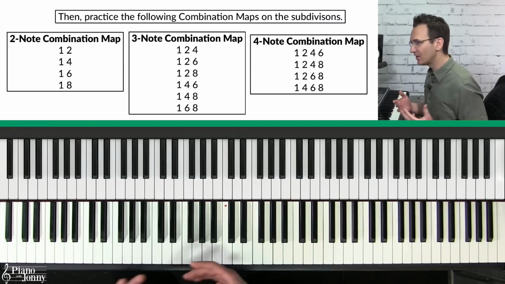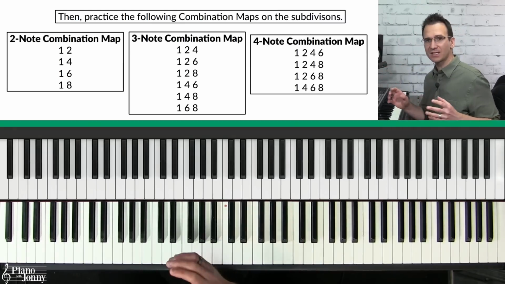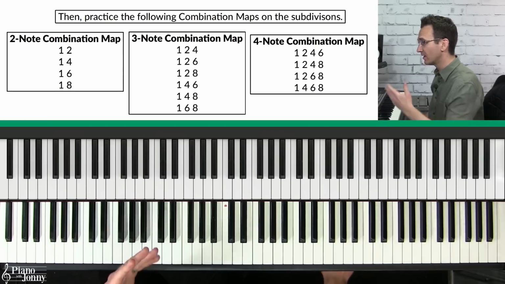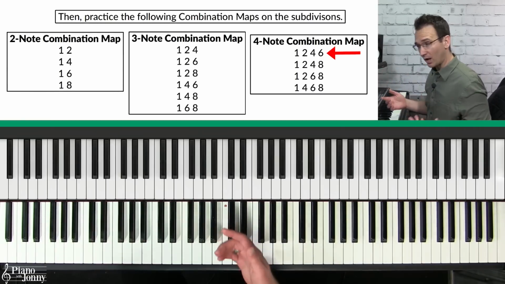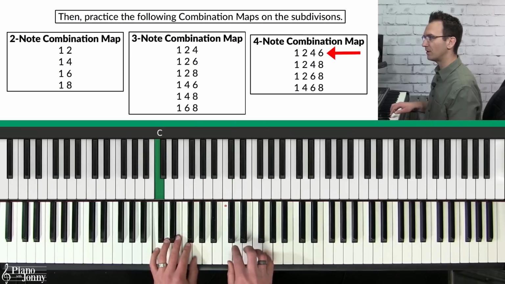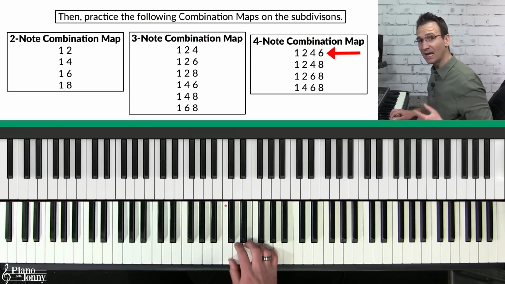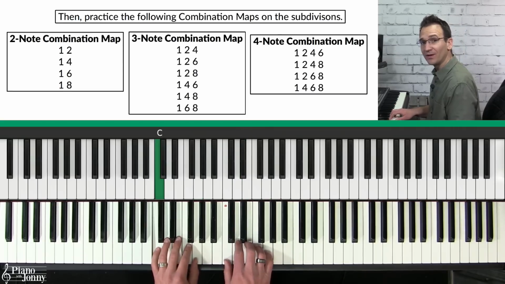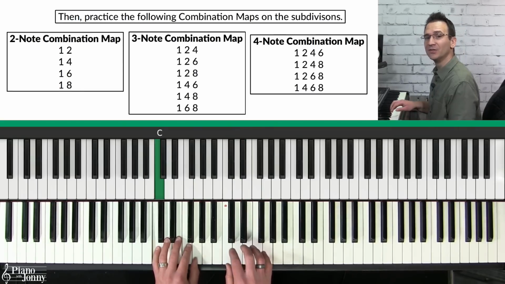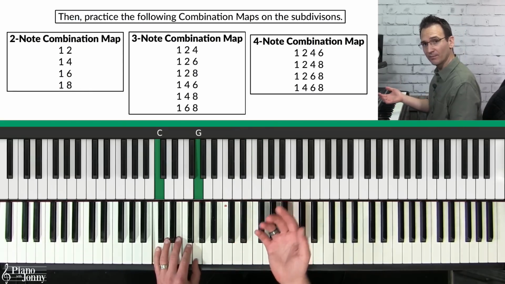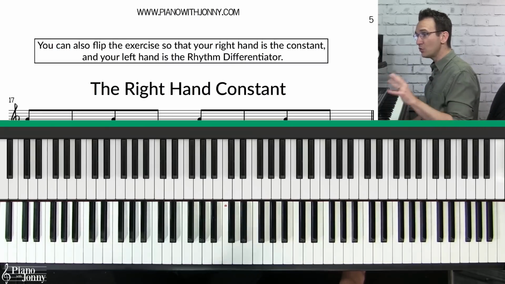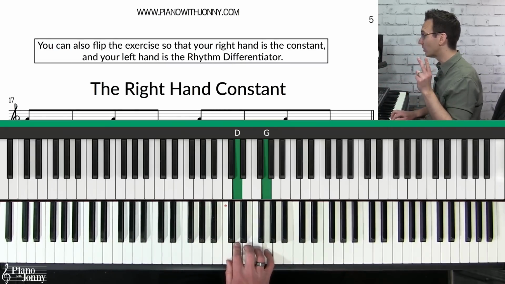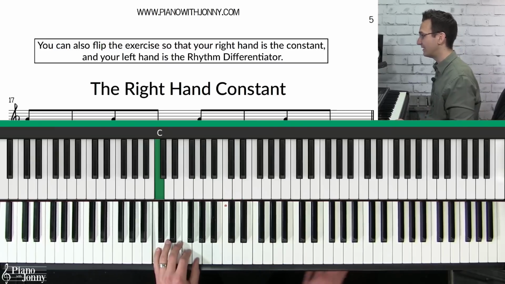And once again, I do encourage you to practice each of these exercises by counting both your 8 beats and your 4 beats. So for example, on the first 4-note combination, 1, 2, 3, 4, 5, 6, 7, 8, I encourage you to also count it like this. 1, 2, 3, 4. Now you can flip this exercise. You can actually make your right hand the constant, and you can make your left hand the rhythmic differentiator.